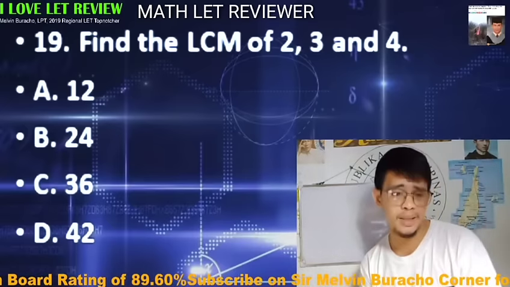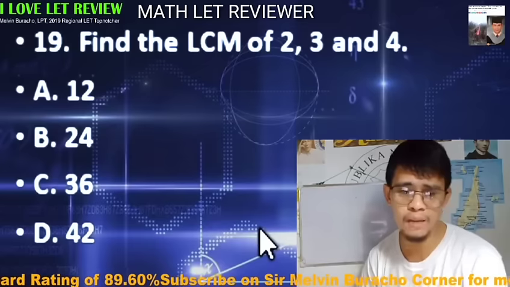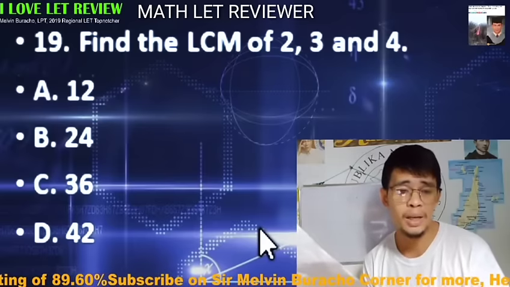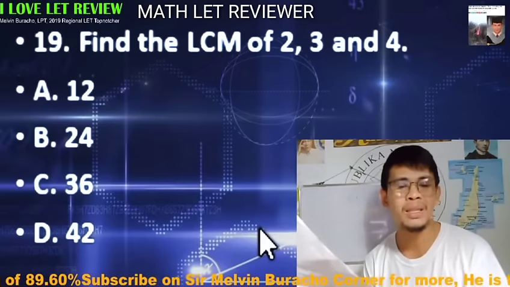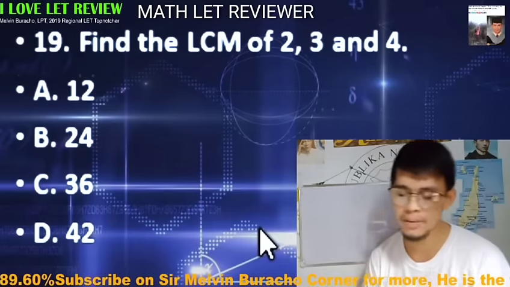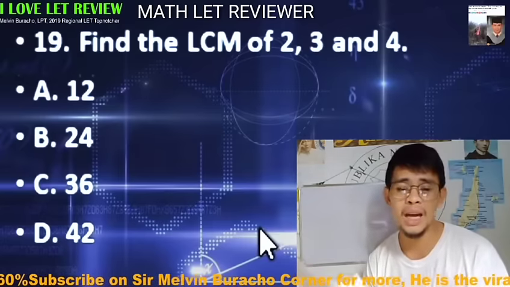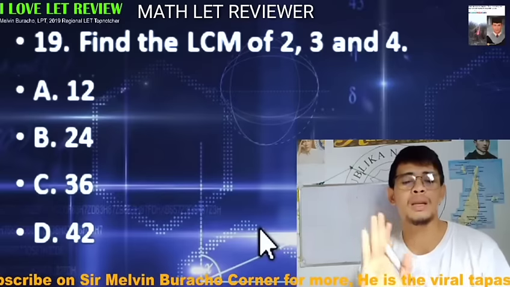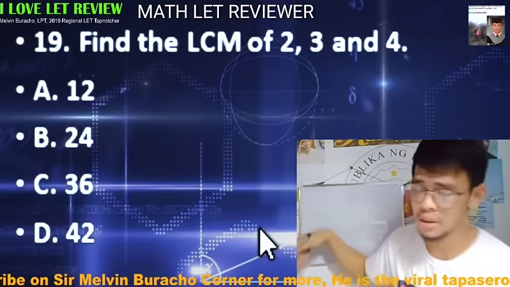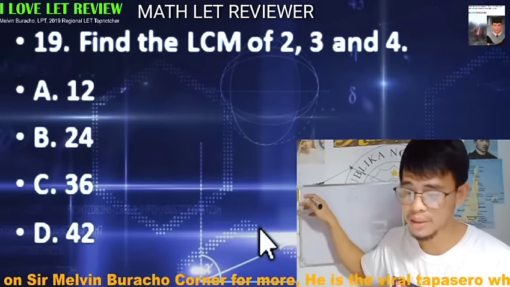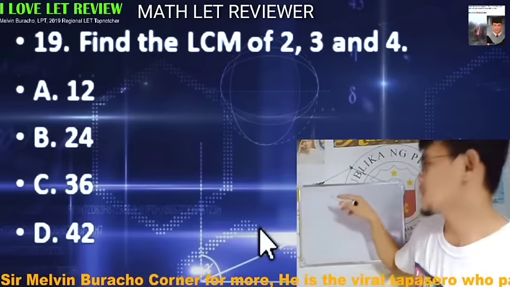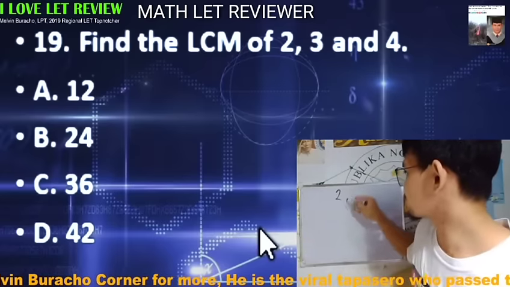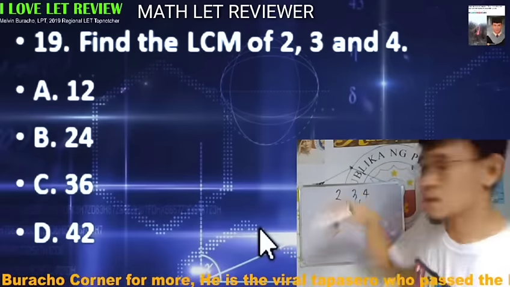Number 19, find the LCM of 2, 3, and 4. In finding the LCM, what does LCM stand for? Least common multiple. Since we are looking for the least common multiple, you are not going to pick the largest number on the choices. Let's not just focus on that technique. I will just show you the solution. You just have to list down the given: 2, 3, and 4.